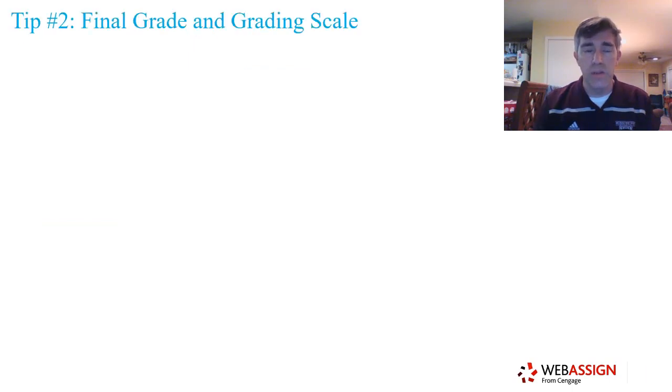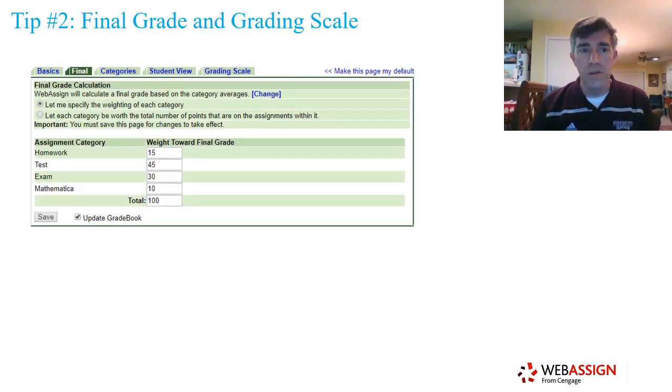Under the next screen, the final grade, the second one on the tabs across the top, tells you how you actually want to calculate their grade. So you can either specify that you want to tell it how much each category is weighted, or you can do a running point total. I do the weighting of each category. So I let my homework count 15%. So that's where the 15 comes from in the first blank.